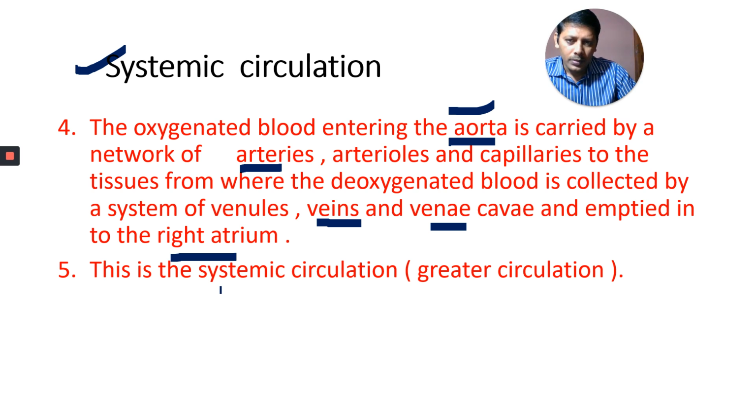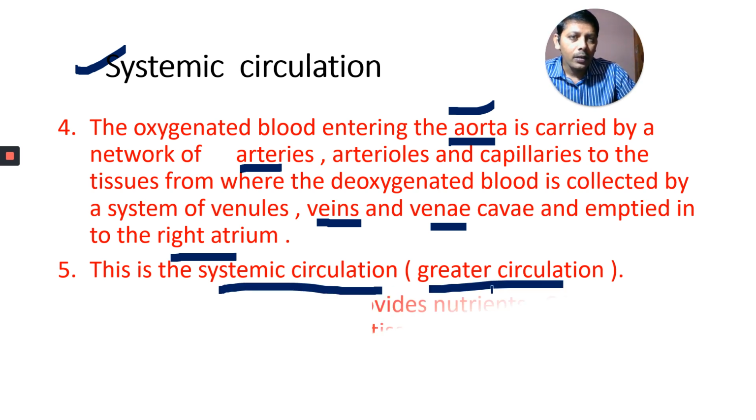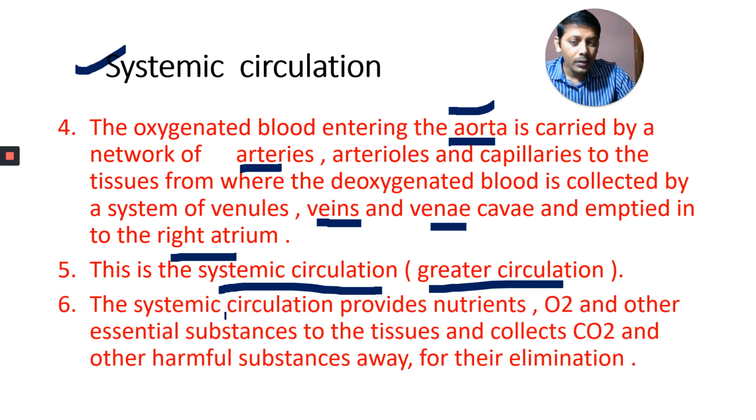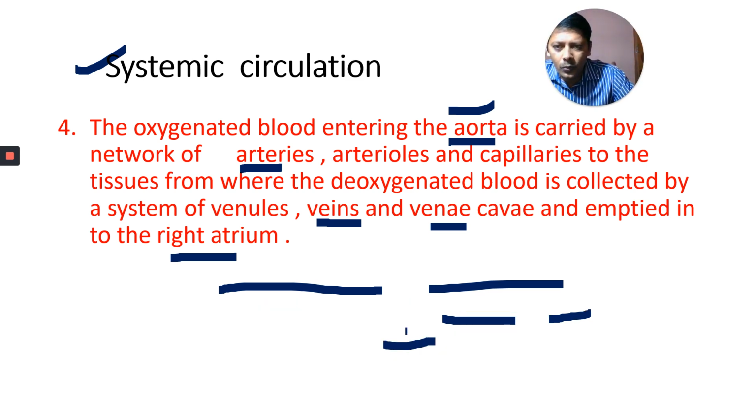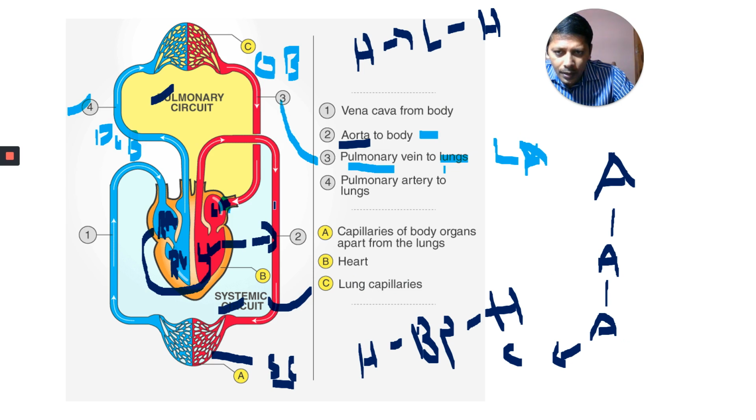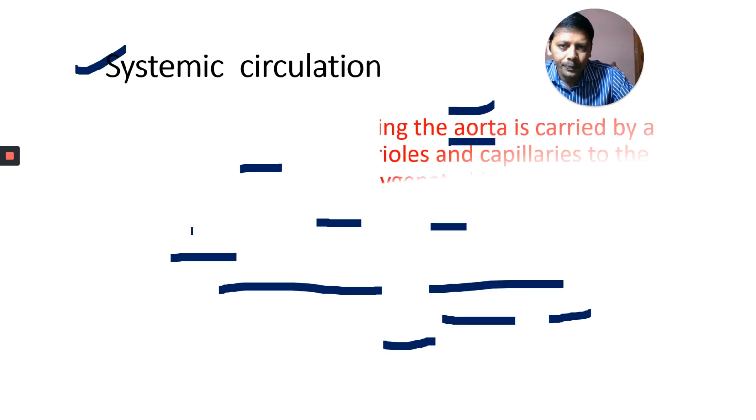Next, this is the systemic circulation, and it is a greater circulation. What is the significance of this circulation? What does it provide to our body parts? It provides nutrients, oxygen and other essential substances to our tissues. This blood carries nutrients, oxygen and other useful substances, and it brings deoxygenated blood, carbon dioxide and other waste minerals back to the heart.